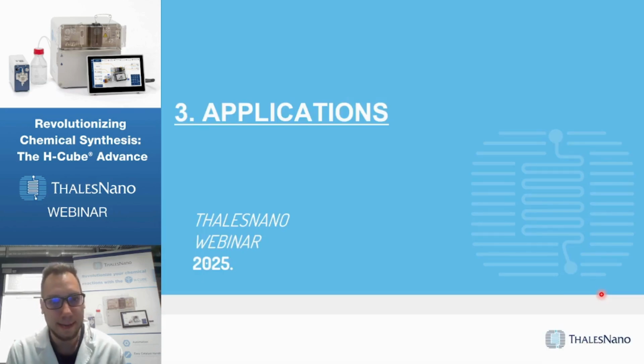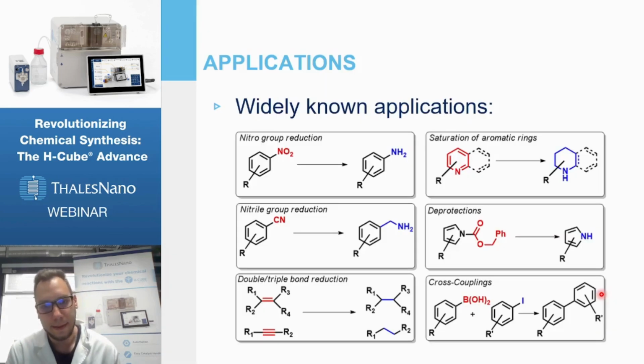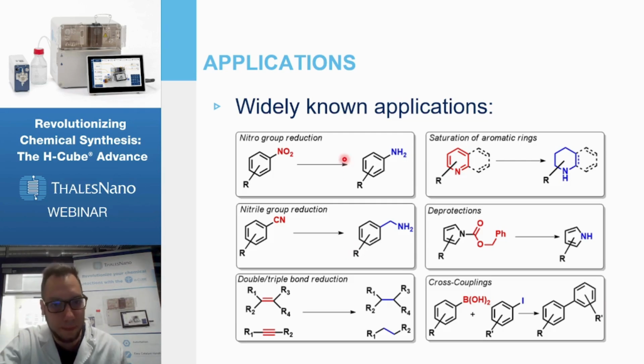So let's have a look at the other further applications. We will have a look now at some chemical reaction types that are possible in the H-Cube Advance. And there are, of course, widely known applications which are really common. So if you're doing even traditional batch hydrogenations, these would be the most trivial and the most common applications.